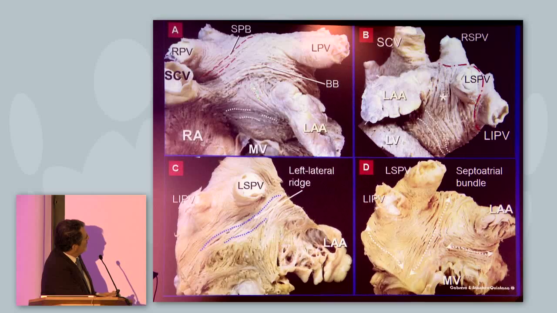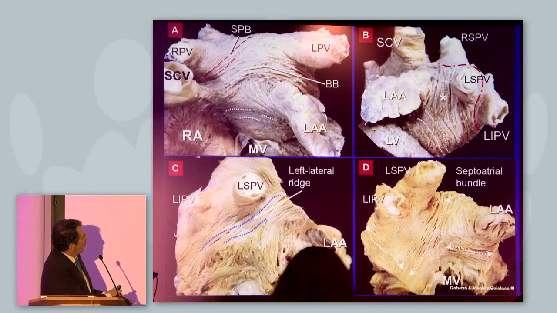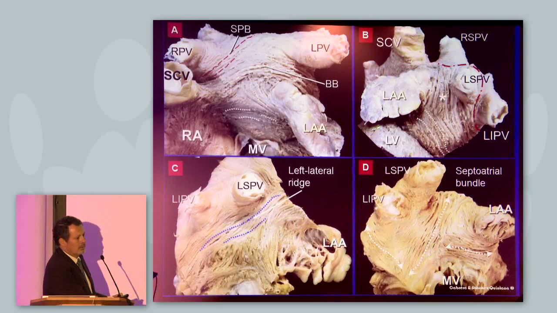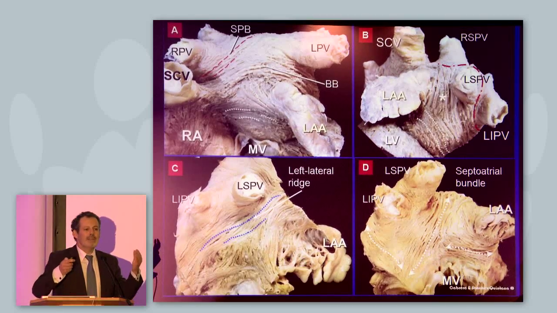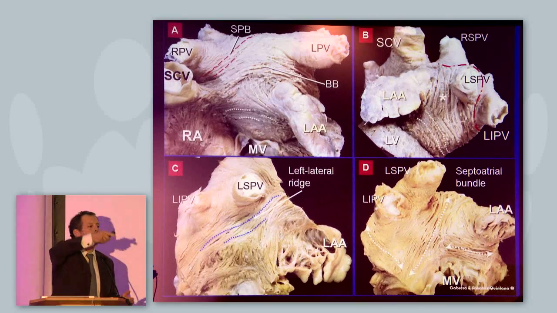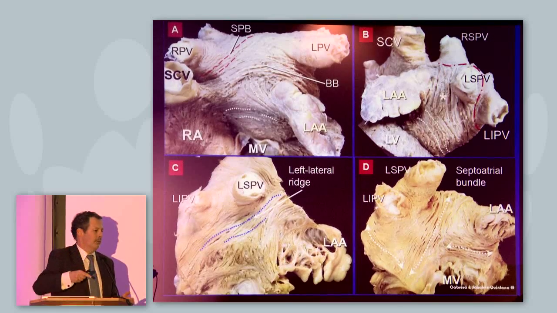Please note the Bachmann bundle here connecting the superior vena cava with the left pulmonary vein and the left atrial appendage. Bachmann bundle anteriorly. This is the mitral valve. Here, lateral view, you can see the leftward extension of the Bachmann bundle. Therefore, what is epicardially the left atrial appendage? The left atrial appendage is surrounded by the leftward extension of the Bachmann bundle.